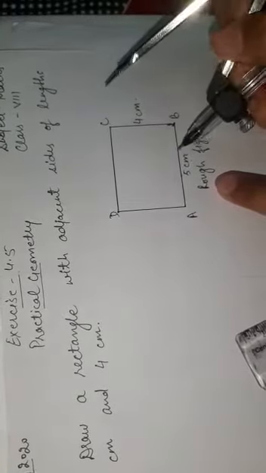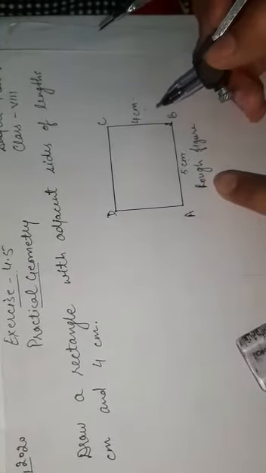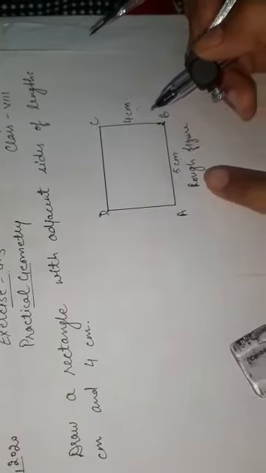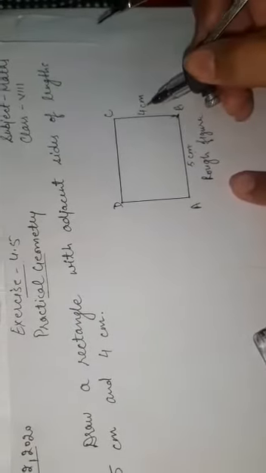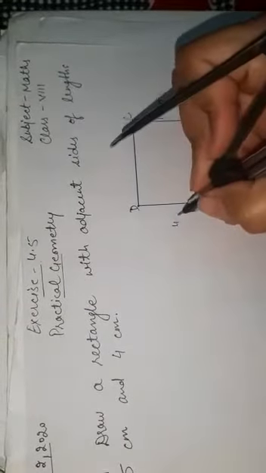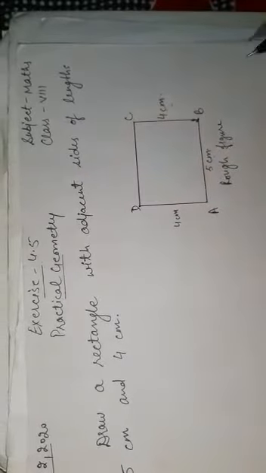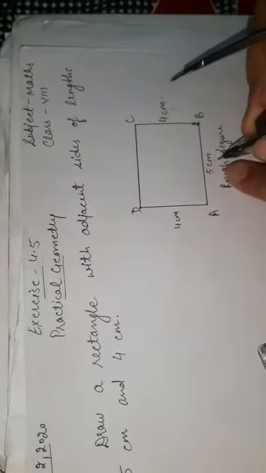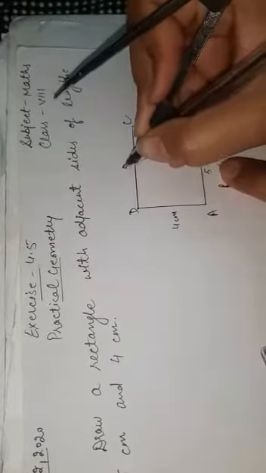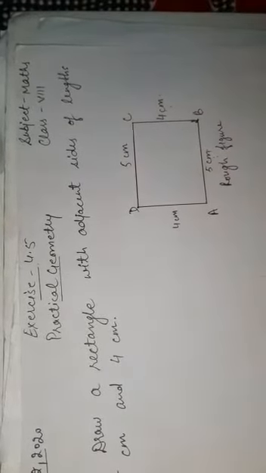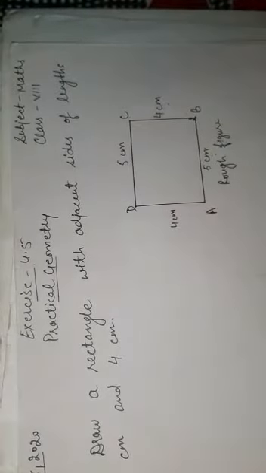Now there's a property in a rectangle that opposite sides have the same measure. If this is 4 centimeters, this side is also 4 centimeters, and if AB is 5 centimeters, the opposite side of AB, that means DC, this is also 5 centimeters. Now we have the measurements of 4 sides of this quadrilateral.